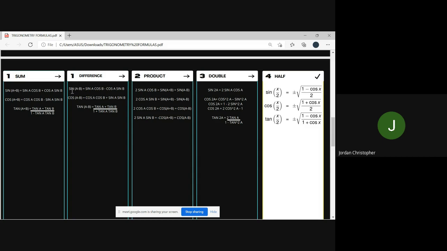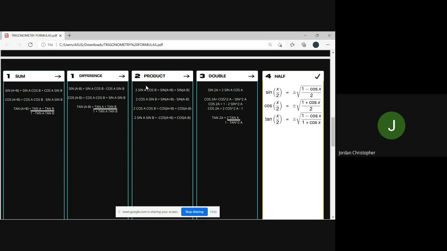And for difference, we have sine a minus b. It equals sine a cos b minus cos a sine b. And for cos a minus b, it equals cos a cos b plus sine a sine b. And for tan a minus b, we have tan a minus tan b over 1 plus tan a tan b.